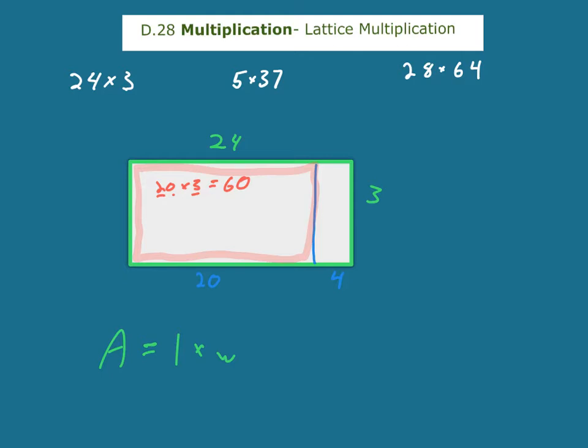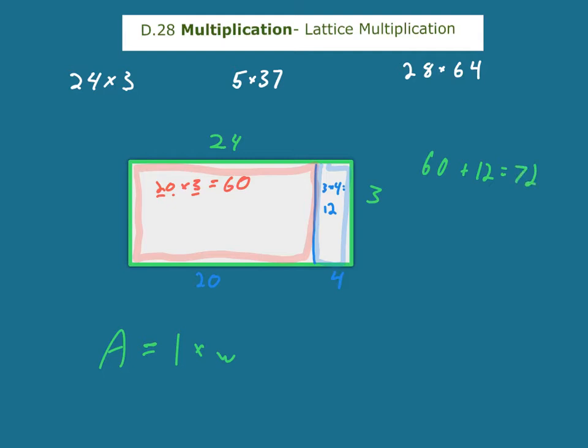The area of this blue box then is going to be 3 times 4. And 3 times 4, when I do that, is going to be 12. So if I know that the area of the red box is 60, the blue box is 12, then I can figure out the area of the green box. I'm just going to go 60 plus 12, and I would get that. So 60 plus 12 equals 72.